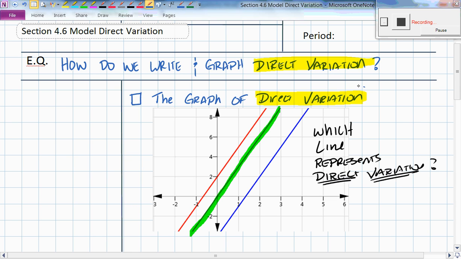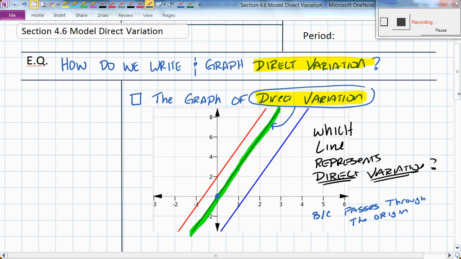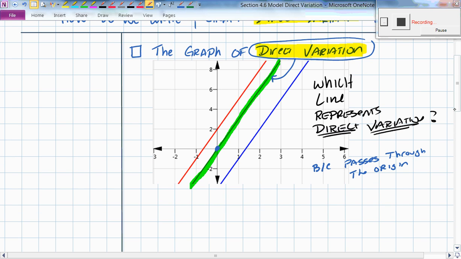Graphs that represent direct variation have a very special characteristic, and that special characteristic is that they go through the origin. So the answer is the green one because it passes through the origin. So then the question is, if a graph passes through the origin, what does the equation of direct variation look like? We're going to write that part down next.